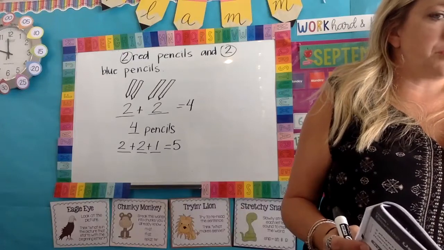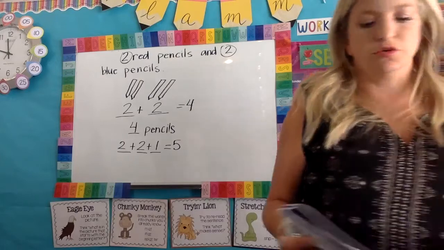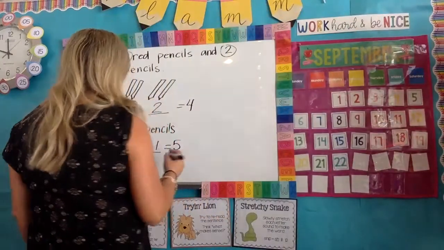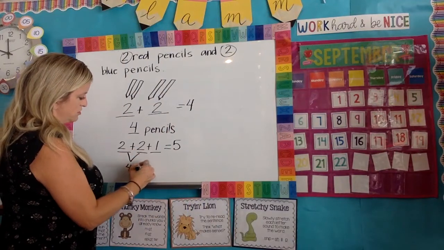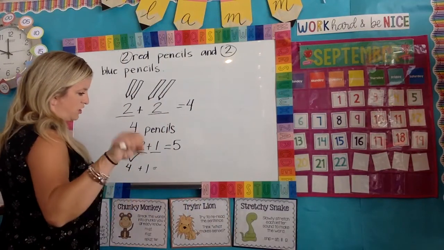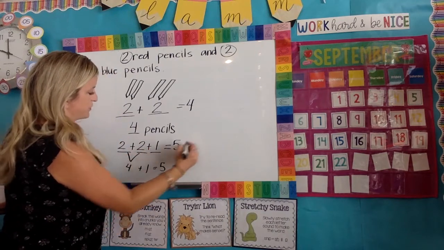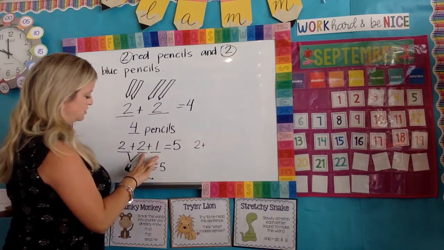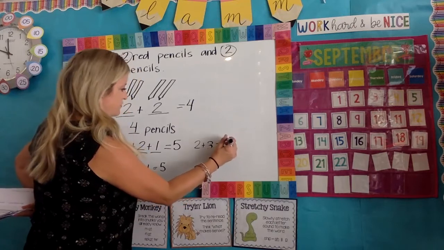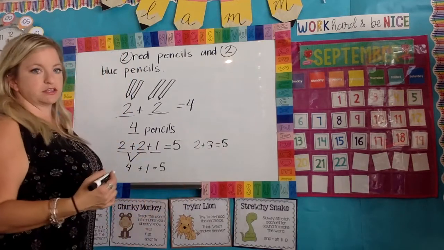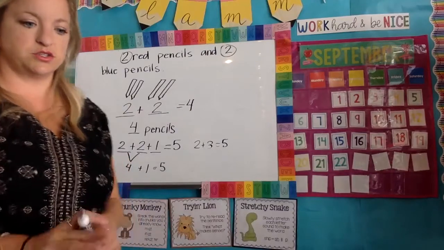You should always read the problem 3 times, so that way you can fully understand what they're asking you to do. So again, I'm going to explain. You could do 2 plus 2 is 4, plus 1 equals 5. Or you could do 2 plus 1, which is 3, and you know 2 plus 3 is 5. So both ways get you the same answer, and both ways are correct. Just depends on how you want to work it.